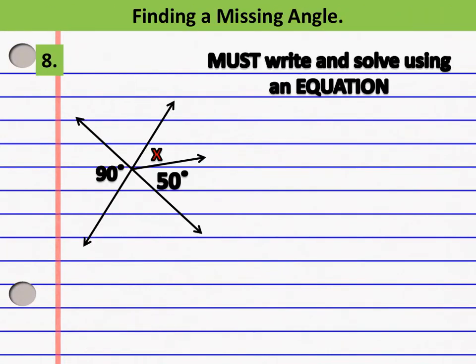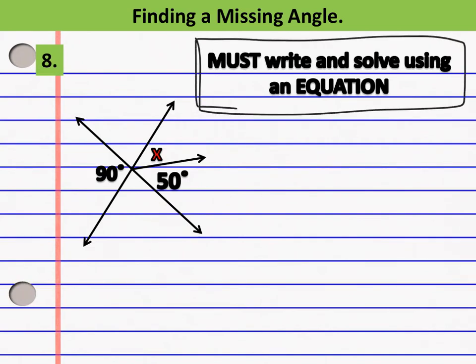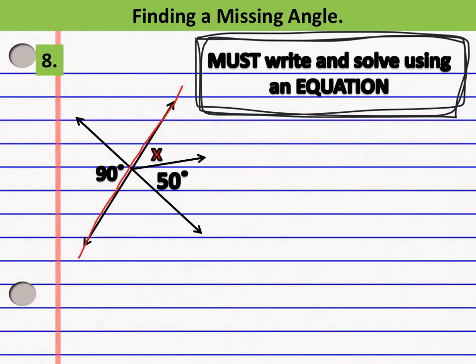All right, so in this one, be very careful with the directions. You must write and solve an equation. That's going to be the majority of the points. You have to identify them first, and notice the angles are kind of across from each other, like an X. So these are vertical angles.